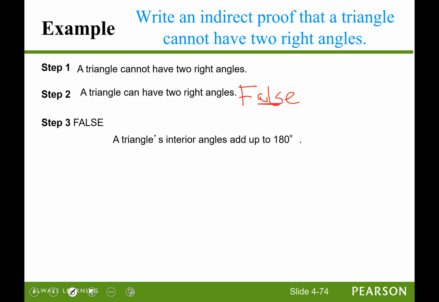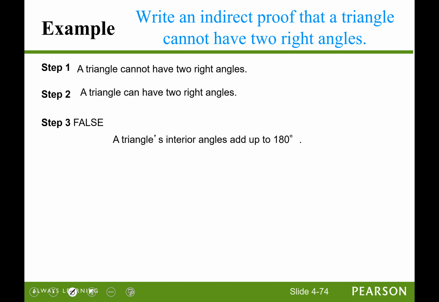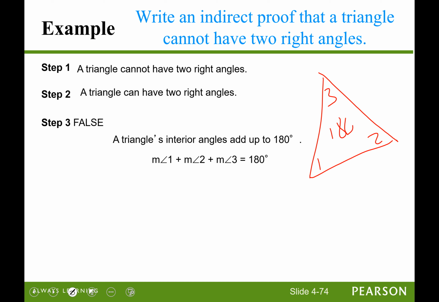Here we go. We're going to use the triangle angle sum theorem. Remember, the triangle angle sum theorem says that all three interior angles of a triangle have to add up to 180 degrees. So the measure of angle 1 plus the measure of angle 2 plus the measure of angle 3 equals 180. Angles 1, 2, 3 have to sum up to 180 degrees. Now we turn the measure of angle 1 into 90 degrees and the measure of angle 2 into 90 degrees.